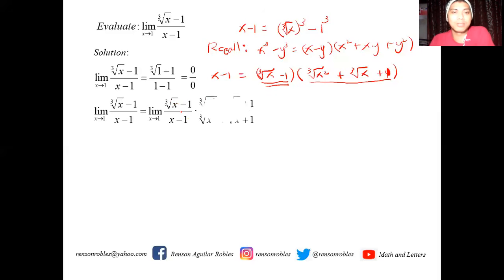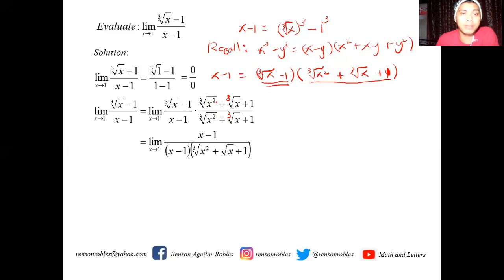Okay, let us multiply it. Okay. So again, when you multiply this cube root of x minus 1 times cube root of x squared plus cube root of x plus 1, this is cube root, by the way. Okay, that's cube root of x plus 1 all over cube root of x squared plus cube root of x plus 1, and that leads us to the product of the numerators is equal to x minus 1 all over x minus 1 times cube root of x squared plus cube root of x plus 1 as x approaches 1.